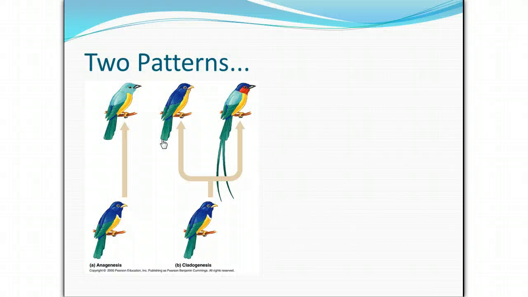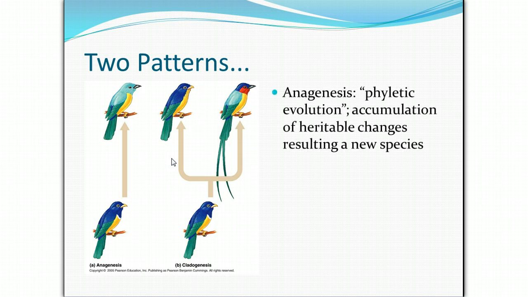So there are two patterns of speciation. There are two ways that new species can come about, and not just in parrots, like you're seeing here in this picture. New species can come about in all sorts of organisms. One is called anagenesis. So we probably know that the term genesis means creation. And anagenesis is phyletic evolution. It's the accumulation of heritable changes resulting in a new species.